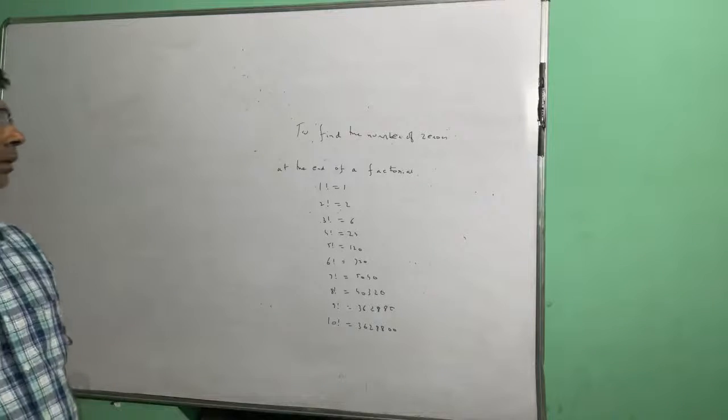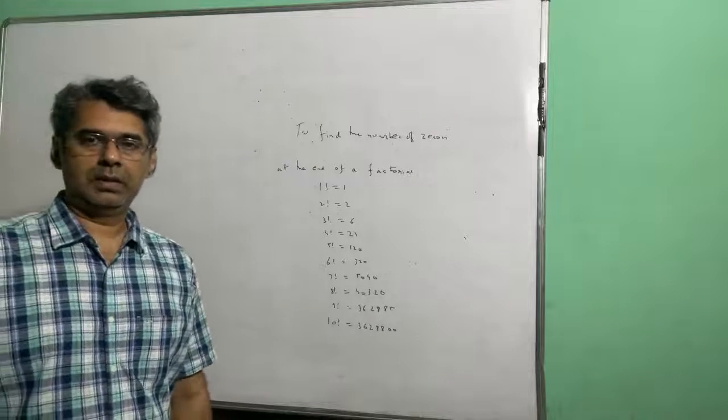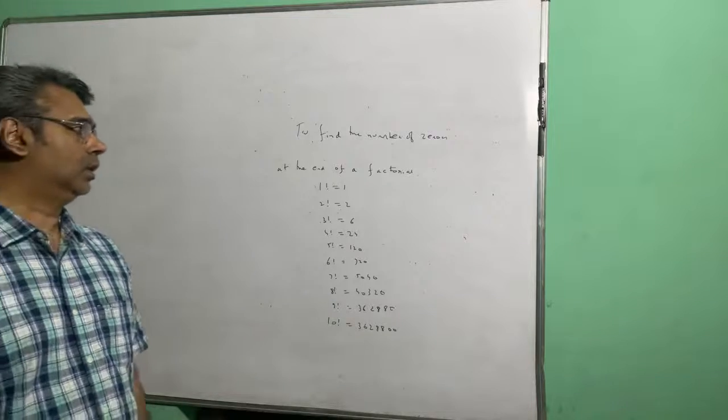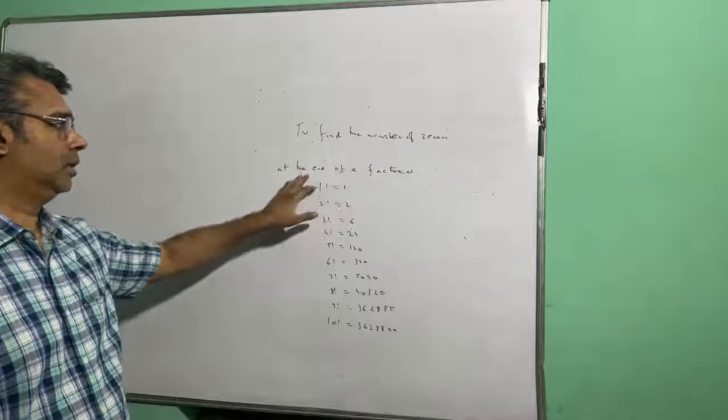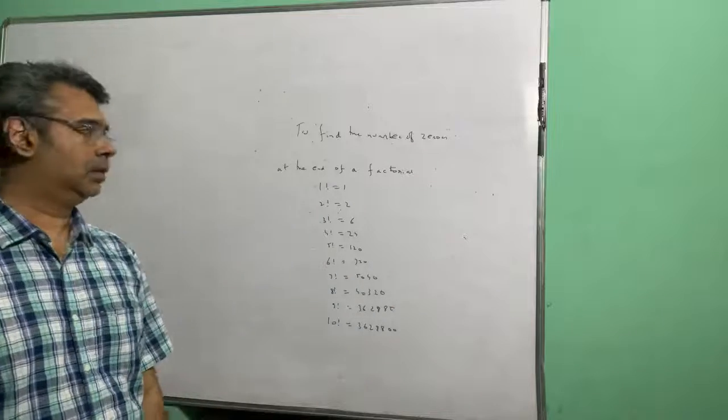Okay, now all of you listen. In this session, we are going to discuss the topic to find the number of zeros at the end of a factorial. That is the topic.